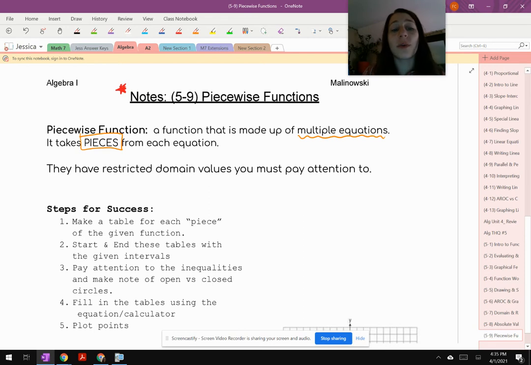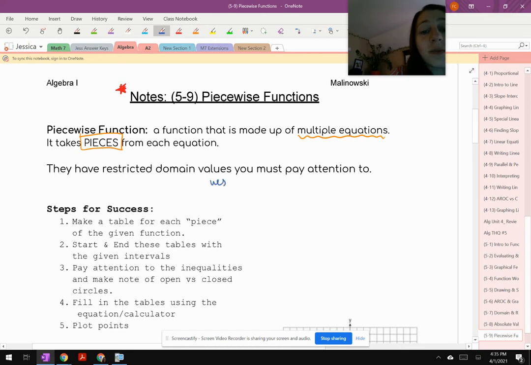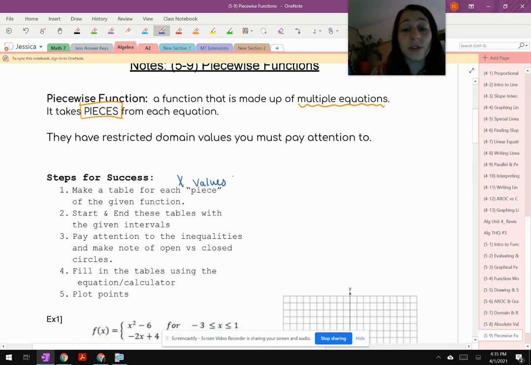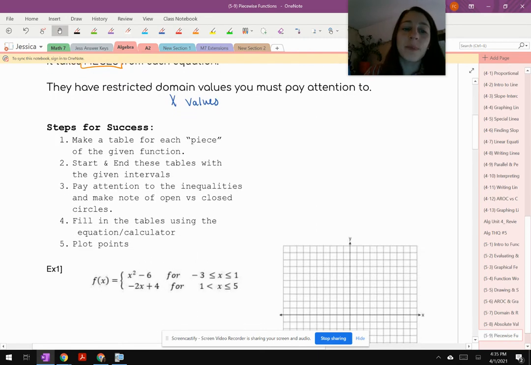Piecewise functions will always have restricted domain values, aka those restricted x values, that you absolutely need to make sure you're paying attention to, otherwise you are going to mess it up, because you're not going to have overlapping graphs. Otherwise, it wouldn't be a function, and that would be a problem.